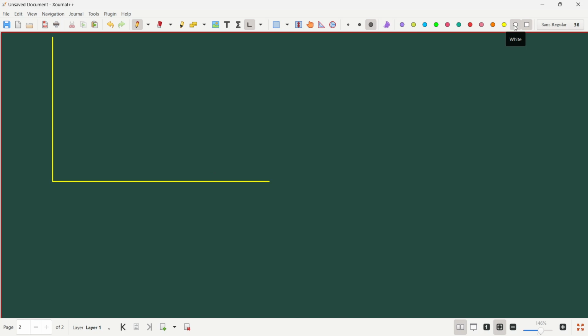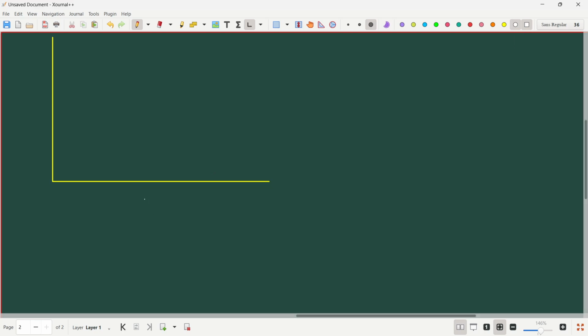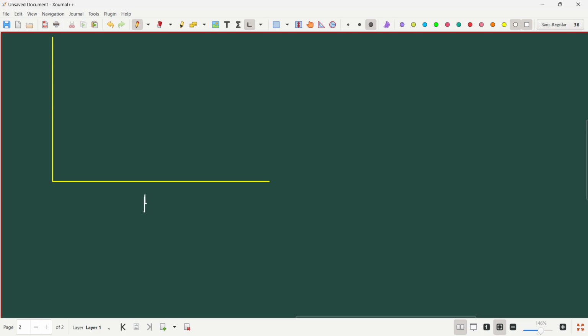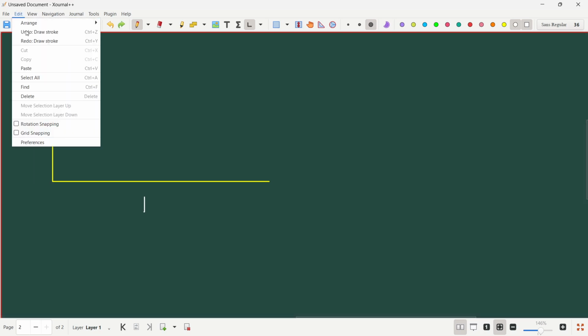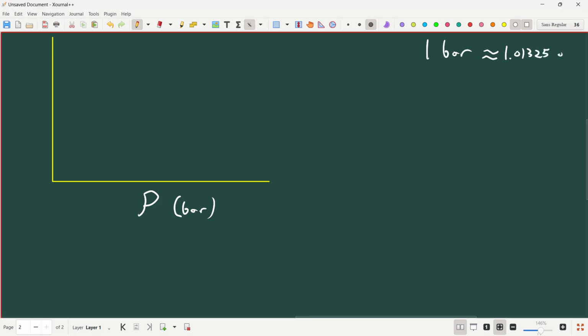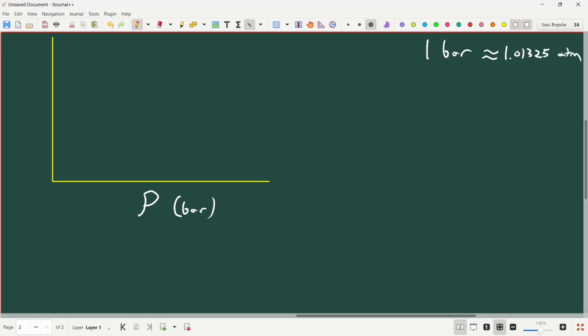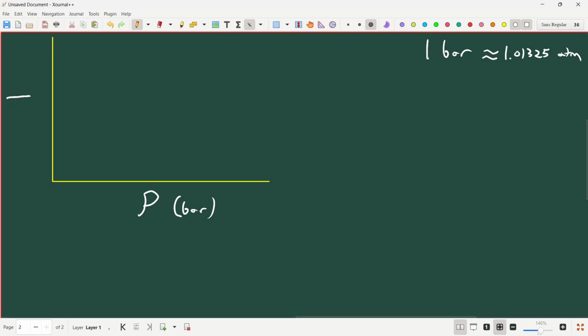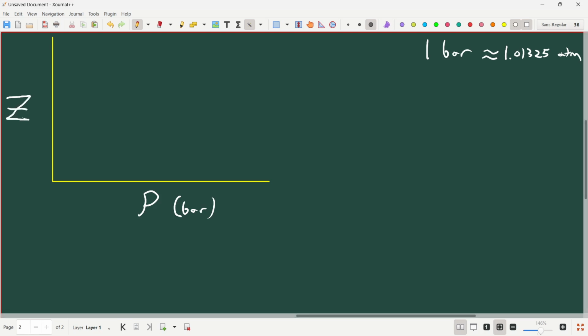I'm going to plot, for different gases, the pressure of the gas. Sorry. So on the x-axis, I'm going to plot pressure. I'm going to write it in terms of bar. Remember that 1 bar is approximately 0.101325 MPa, or about an atmosphere. And on the y-axis, I'm going to plot Z for that gas, the compressibility factor.